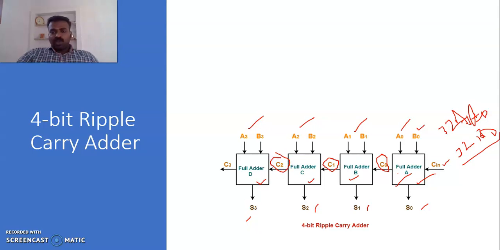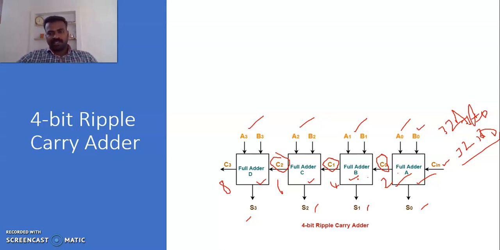Okay. So in this way, if any one full adder makes any delay to produce the output, definitely the next full adders will take some more time to produce the output. So this is the main drawback in this 4-bit ripple carry adder. That is, if one full adder takes 2 seconds to produce the output, this will take 4 seconds, and this will take 6 seconds, and this will take 8 seconds. If any one of the full adders makes any delay, definitely the rest of the full adders will have some delay. This is the main drawback in ripple carry.